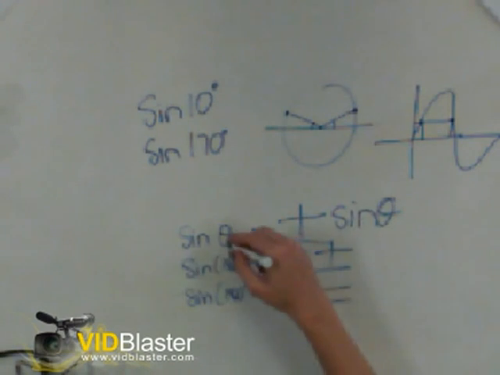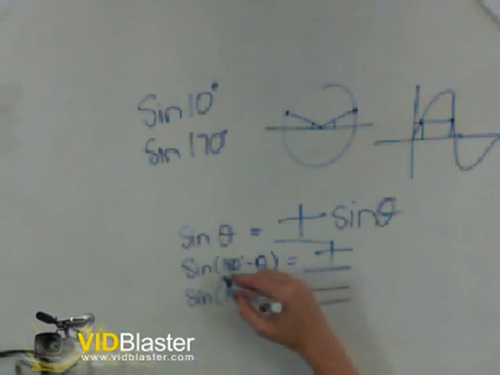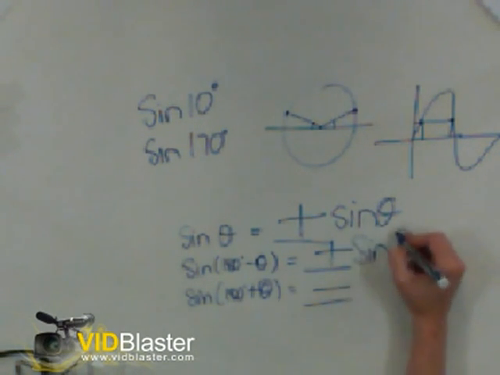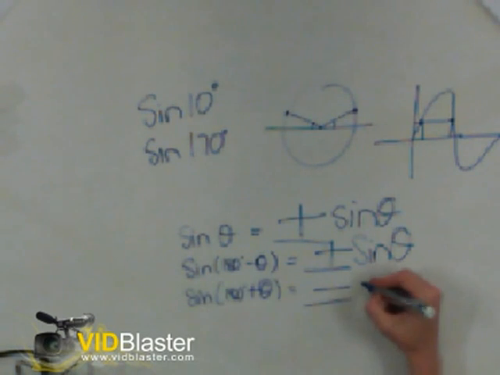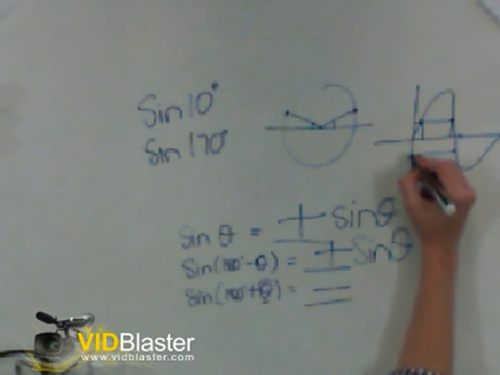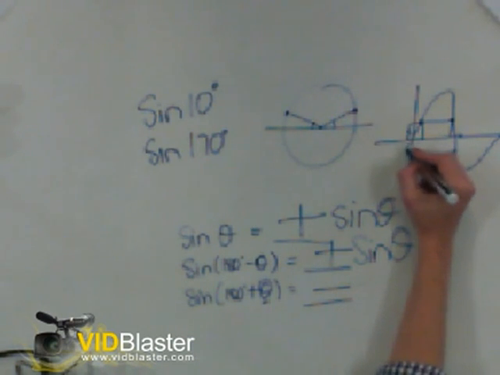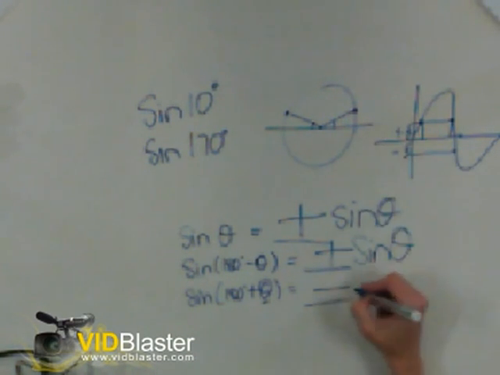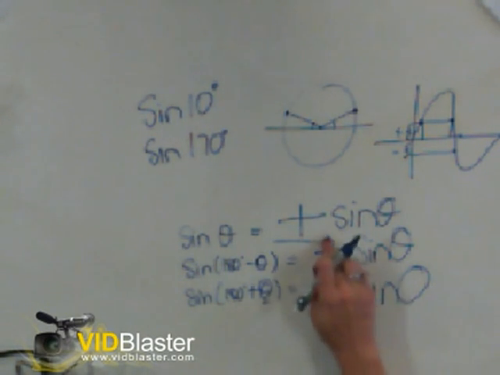Sine of theta. Obviously, sine of theta is sine of theta. This will be positive sine of theta. This one will also be sine of theta because they're the same value, except at this point it is negative sine of theta. I'm going to rub those out because that's confusing.